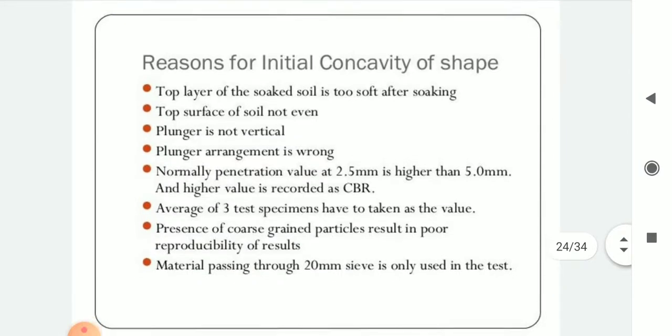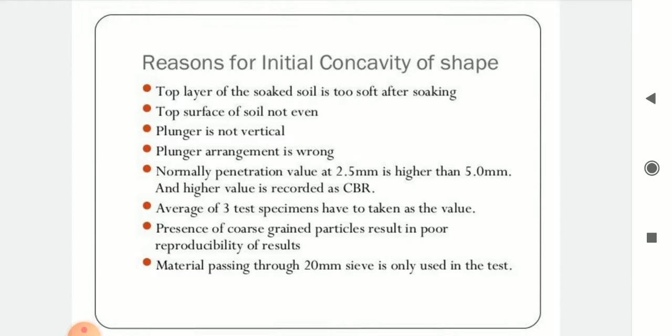Then the reasons for initial concavity of shape: the top layer of the soaked soil is too soft after soaking, the top surface of the soil is not even, the plunger is not vertical, or the plunger arrangement is wrong. Normally the penetration value at 2.5 mm is higher than at 5.0 mm, and the higher value is recorded as the CBR, California Bearing Ratio. The average of 3 test specimens has to be taken as the value.